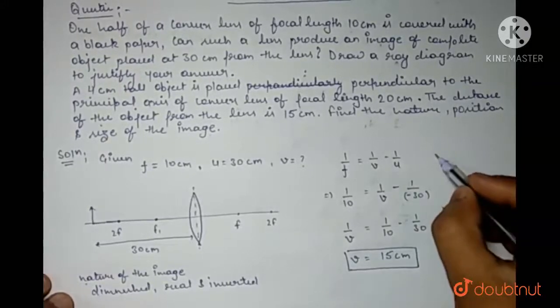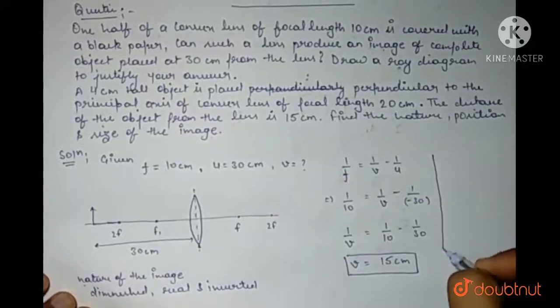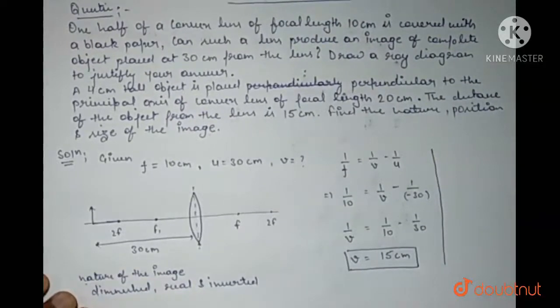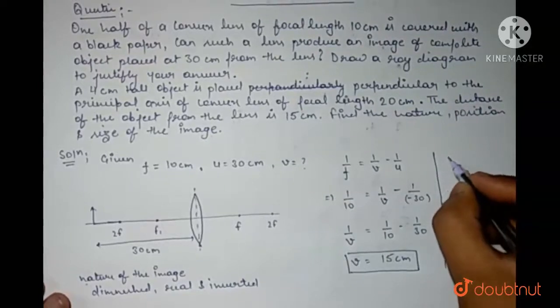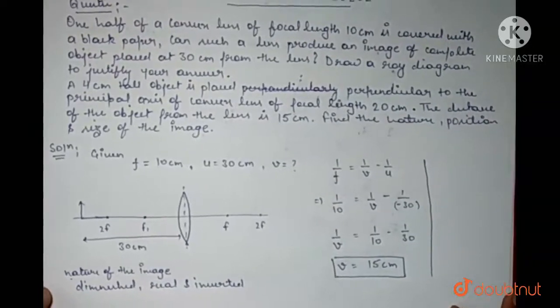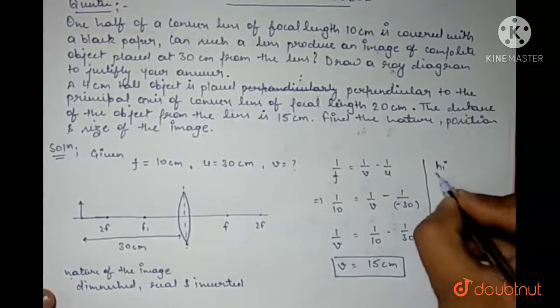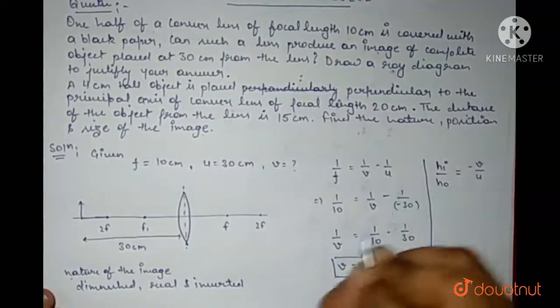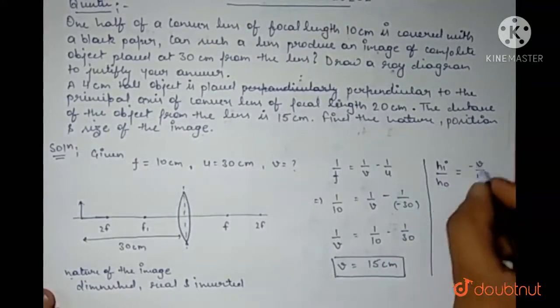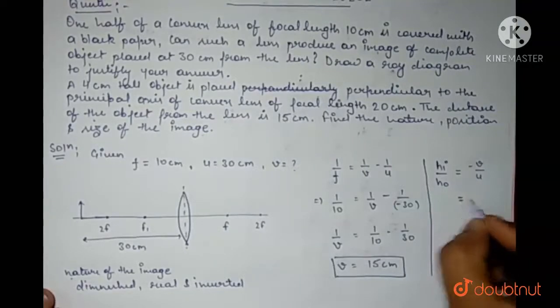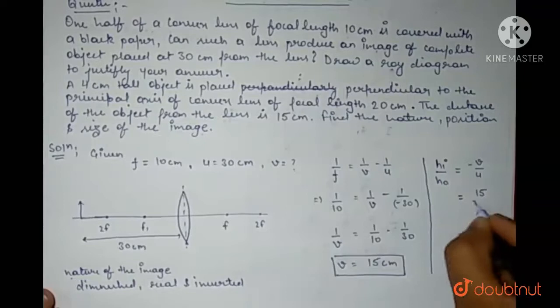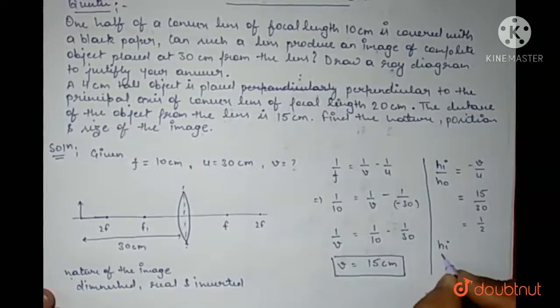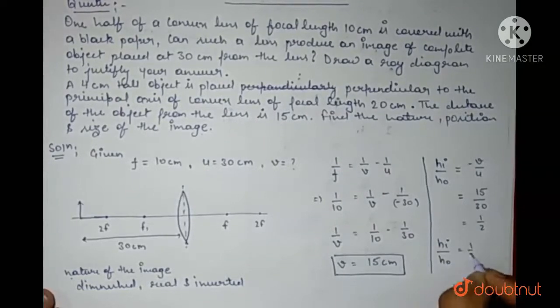So to verify whether the image formed as object is valid or not, I have a formula. The height of the image upon the height of the object equals minus v upon u. So if I put the values here, 15 and 30, what do I get? I get 1 by 2. So the image and the object ratio is 1 by 2. So I am getting a valid value here.